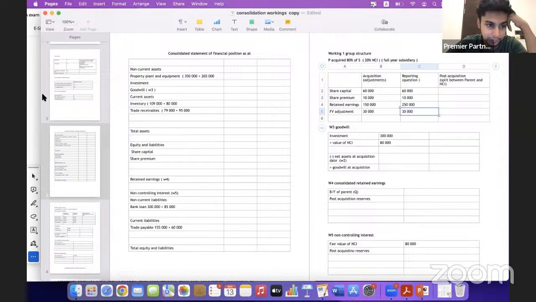Right, now, guys, understand the double entry. When you write it here, goodwill becomes credit.